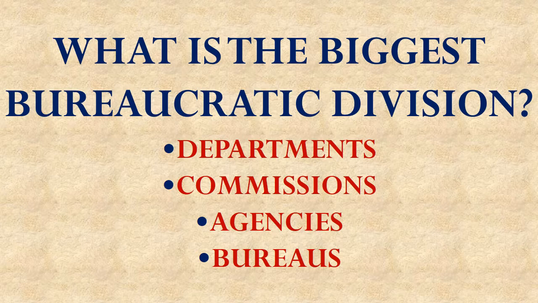What is the biggest division in the bureaucracy? Is it departments, commissions, agencies, or bureaus? Departments is the basic way that the bureaucracy is divided up. 15 of them, each then with their own organizations underneath them.